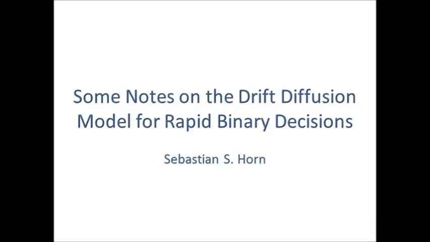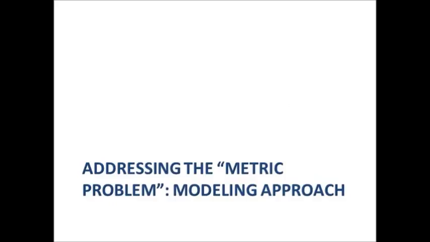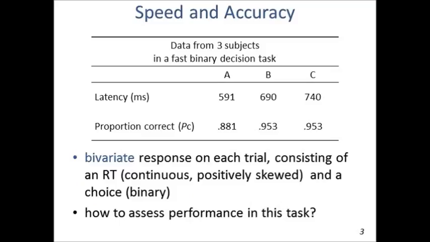Okay, having a background in experimental psychology, I would like to start with an example that might be an important motivation why to apply diffusion models for data analysis. And this has been termed the metric problem by some researchers. It basically refers to the question how to combine speed and accuracy in typical experimental tasks to assess performance.